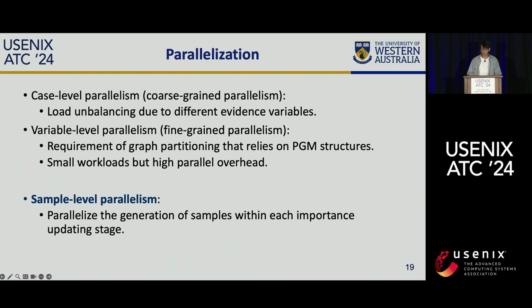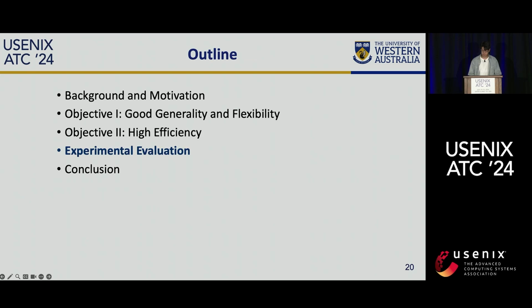Recall that the main loop is divided into multiple stages by the importance function update module. Different samples generated inside the same stage use the same importance function, and the workloads are the same. So the algorithms are well suited for sample-level parallelism. In this way, we can address the efficiency issue and adapt to various PGM structures.